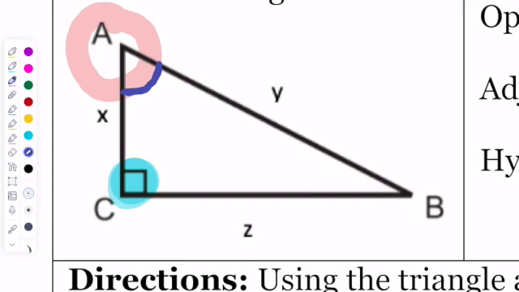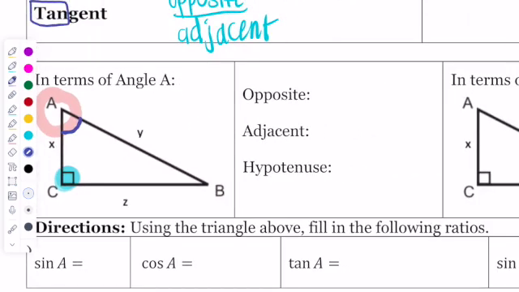So in terms of angle A, I have 3 side lengths listed on this triangle. I have variables there. I have a Z, I have an X, and I have a Y. So which side length is opposite to angle A? Opposite angle A would be side length Z.